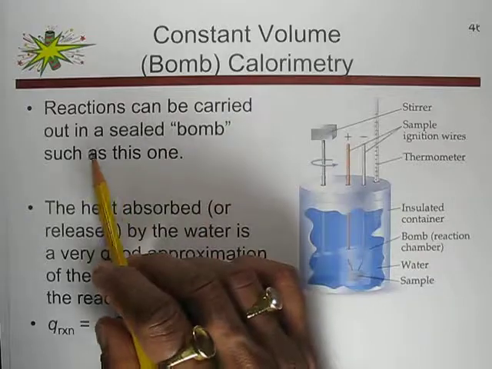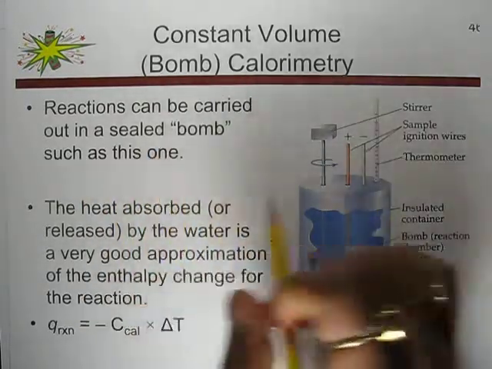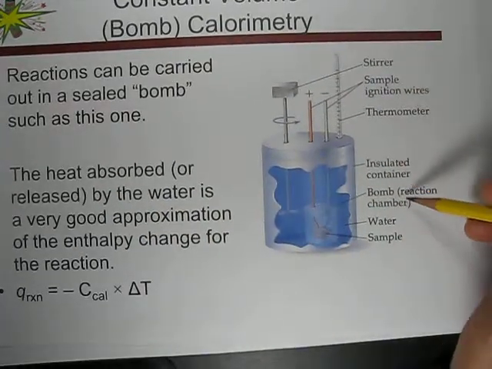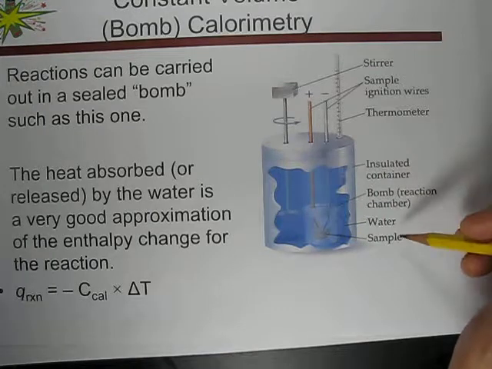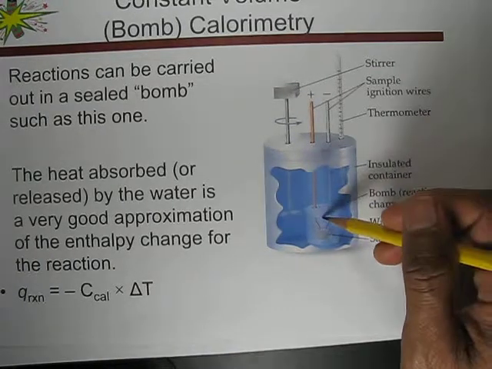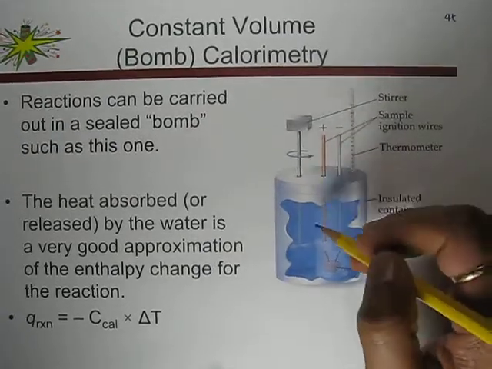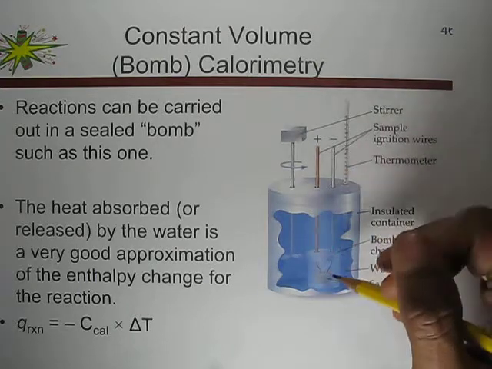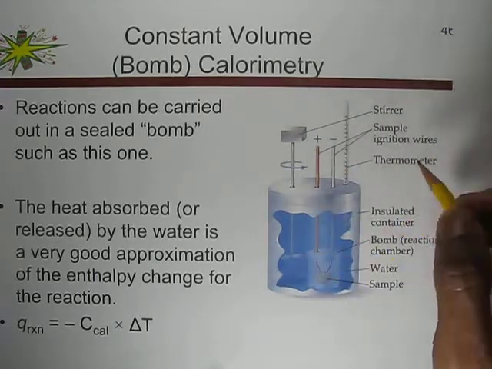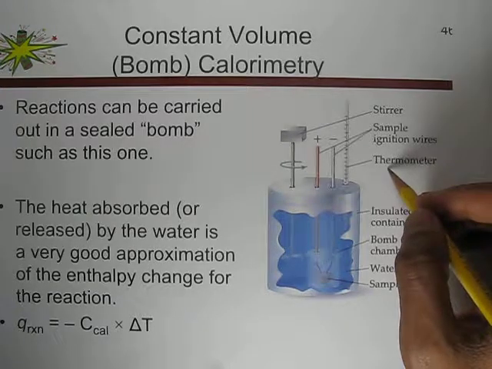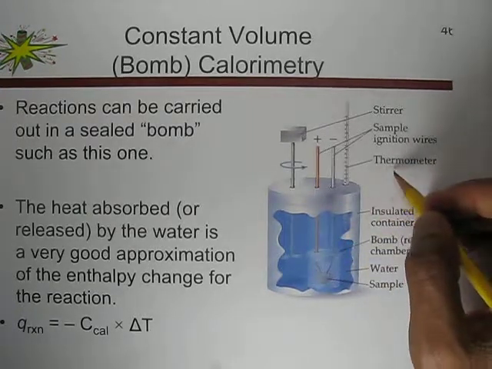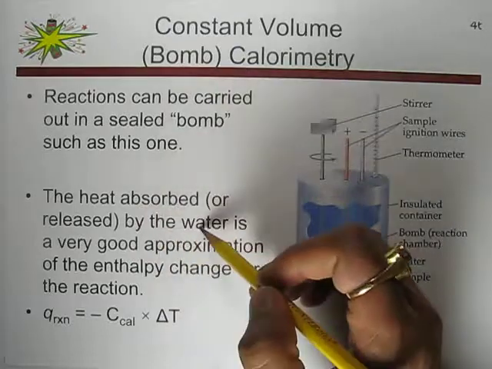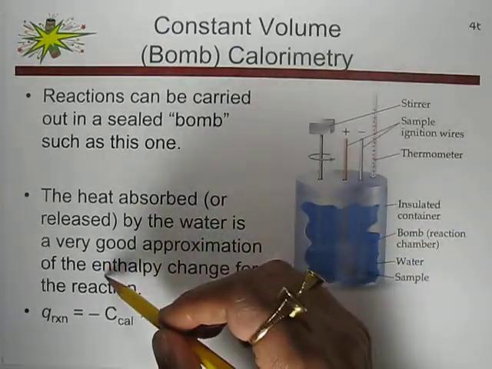So the reaction can be carried out in a sealed bomb, such as in this one, where we have an insulated container and then the bomb as the reaction chamber, which will have water, and the sample will be inside. There will be a stirrer which will mix, and a sample ignition wire which will give heat for the reaction, and then we will measure the change in temperature or heat flow through a thermometer.